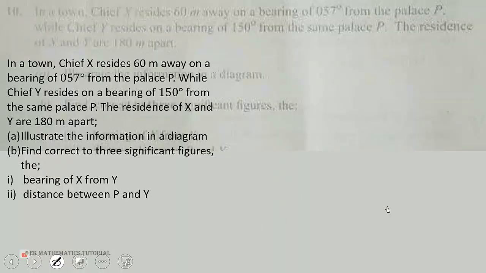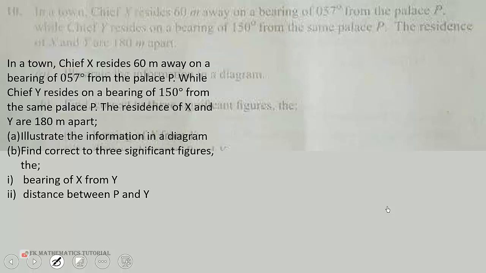Now let's look at the next question. Question number 10. In a town, Chief X resides 60 meters away on a bearing of 57 degrees from the palace P, while Chief Y resides on a bearing of 150 degrees from the same palace P. The residences of X and Y are 180 meters apart. Illustrate the information in a diagram. Find, correct to 3 significant figures, the bearing of X from Y, and the distance between P and Y.